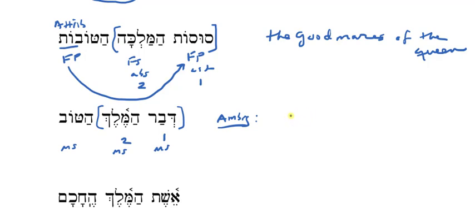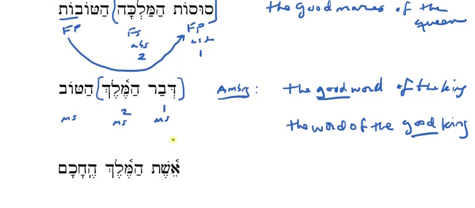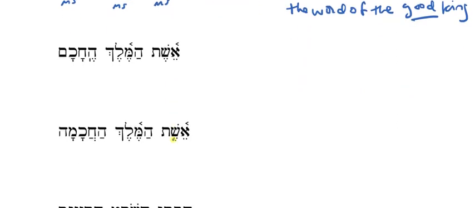So I could translate it as the good word of the king. Or I could translate it as the word of the good king. Good could be modifying either davar or hamelech. So there will be sometimes when you have ambiguity, if the attributive adjective's gender and number matches both of the genders and numbers of the nouns in the construct chain. And then you'll have to think about your context to know which is which.